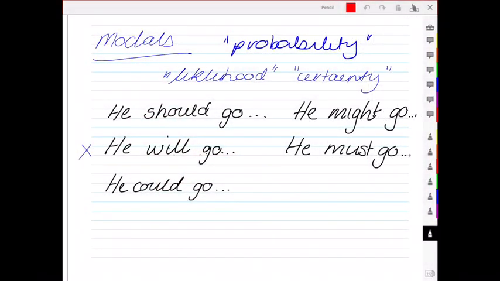In this next part, I wanted to show you about modals, which are the other type of auxiliary. Modals are really what we use when we talk about the likelihood, the probability, or the degree of certainty that an action is about to happen. And I've given you a few examples here.